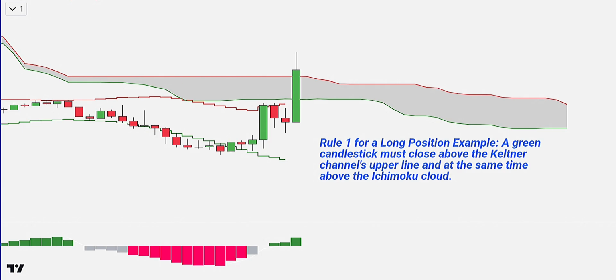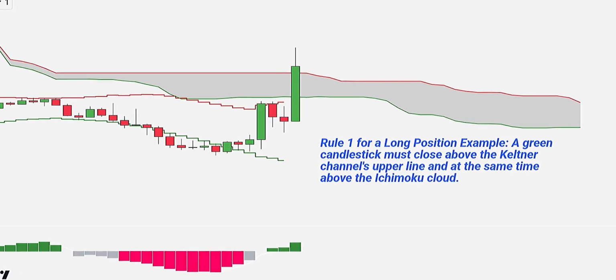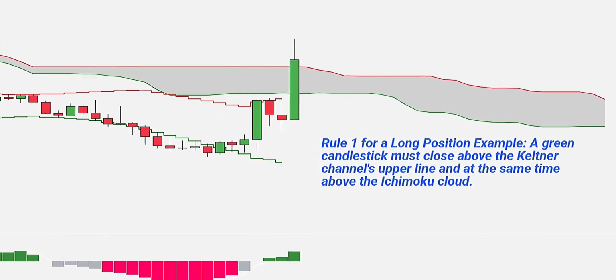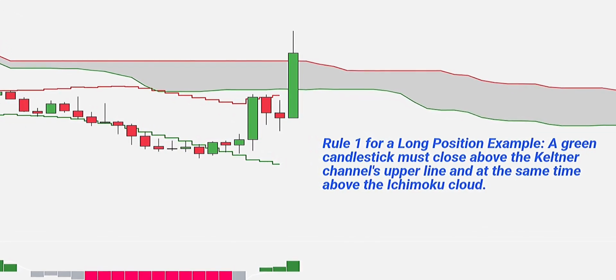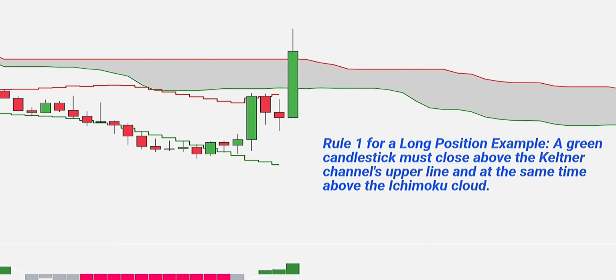This rule serves as our initial filter to identify potential long trading opportunities. It ensures that price has closed above both the Keltner Channel's upper line and the Ichimoku cloud, indicating a bullish momentum. This confirmation aligns with our strategy for entering long positions.